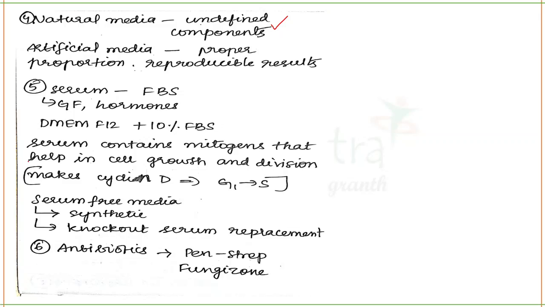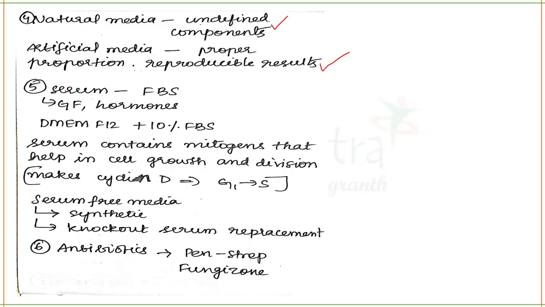Okay, media is artificial, and what does that mean? It means every component of the media is well defined, and its amount is defined, and how much you should use, when you should use, everything is properly defined. Proper proportion. So if you have a proper proportion and it is optimized well, then you will get a reproducible result. Reproducible result means how many ever times you use the media, how many ever times you culture, you are going to get the same results, and that is what you want. If you are getting different results in different cultures, then that is a problem, right?